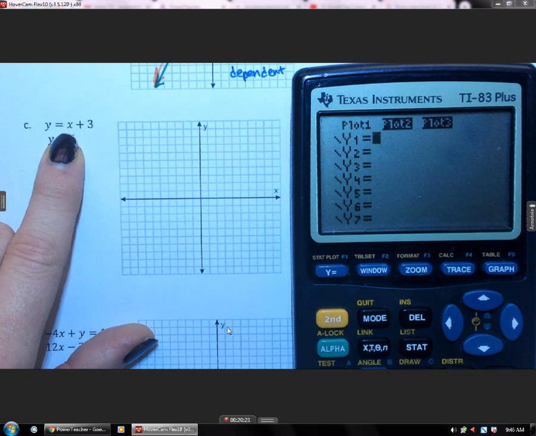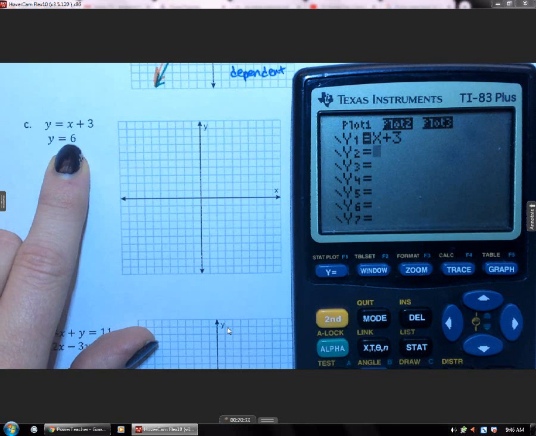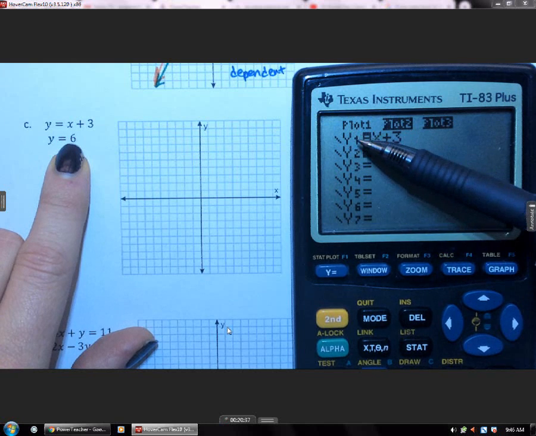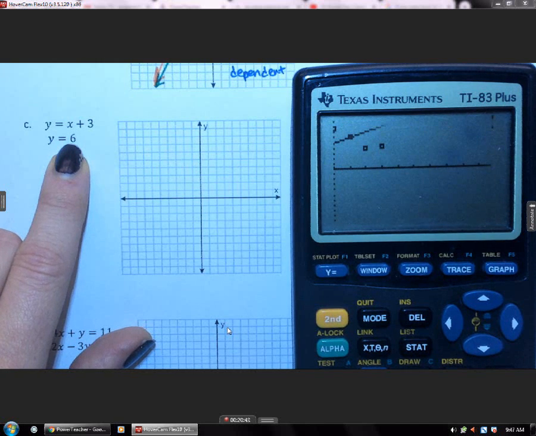Y equals x plus 3. That's my first one. Then you move your arrow down. And it's y equals 6. Is that okay? Yeah, you're just going to put a 6 there. Because see how we got a y equals and a y equals? Here's my two equations. Then what do you push? Graph!